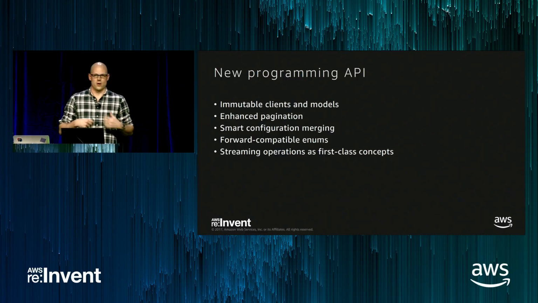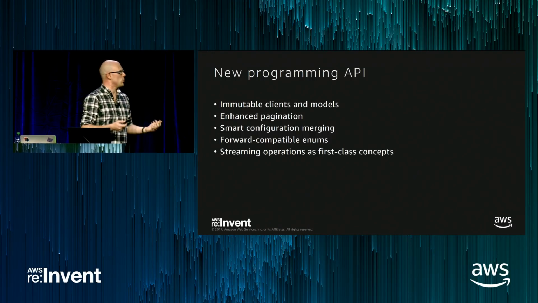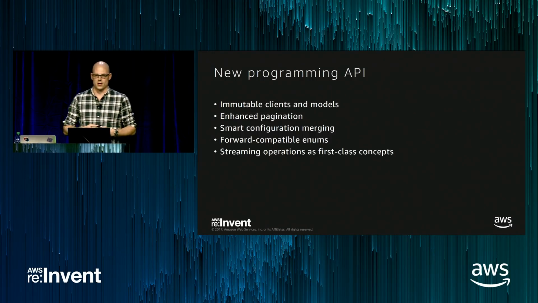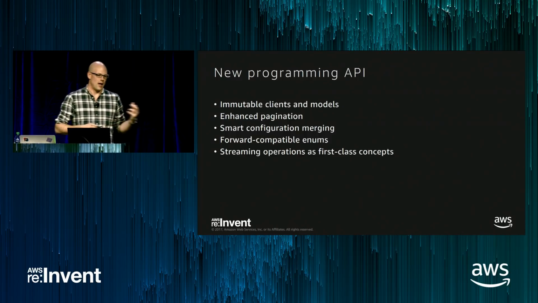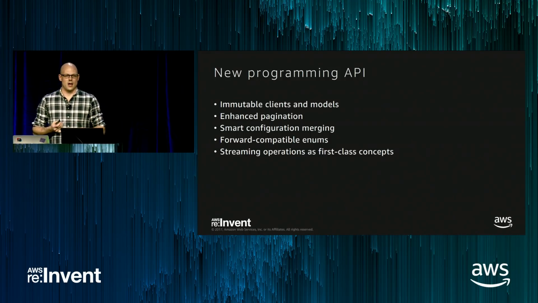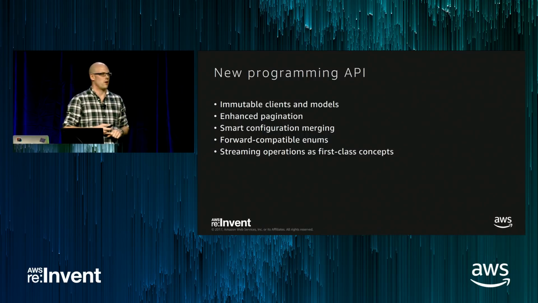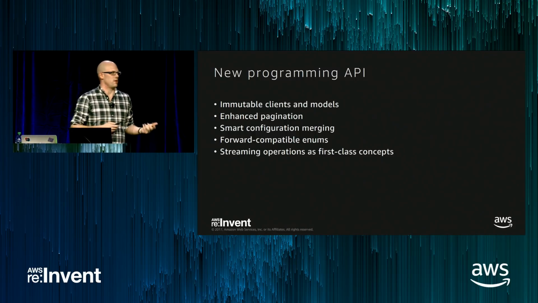In some of the new functional patterns that have come out in Java 8, immutability is assumed, and so we really want to take full advantage of that. And so clients and models in V2 are immutable, and that's come with it some interesting properties that we're going to go into. The next three, enhanced pagination, smart configuration merging, and forward-compatible enums, these are things that go along with the tenet of making simple things simple.